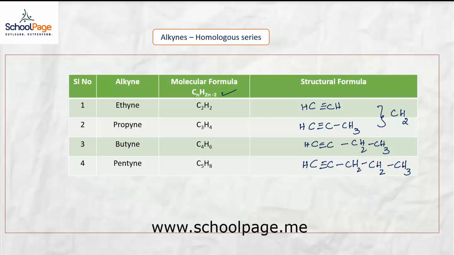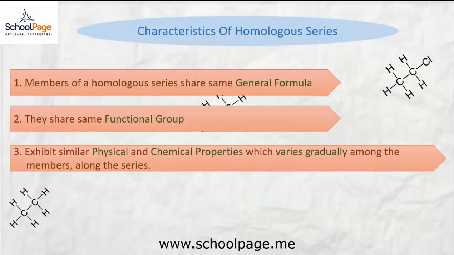Now let us learn the characteristic features of homologous series. All the members of a homologous series share a general molecular formula, which we have already seen. Like for example, in case of alkanes, it was CnH2n plus 2. They also share same functional group, like for example OH group or carboxylic group. We can see the similarities in their physical and chemical properties, and this varies gradually among the members as you move along the series. So these are the common things which you observe among the members of a homologous series.